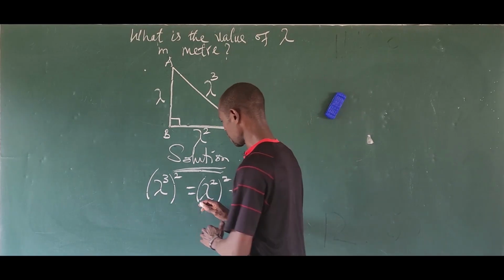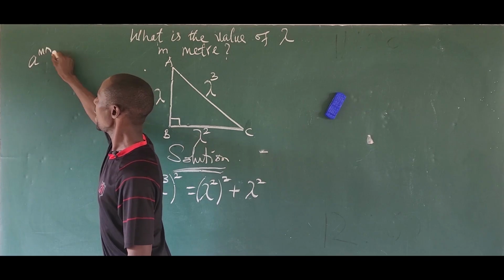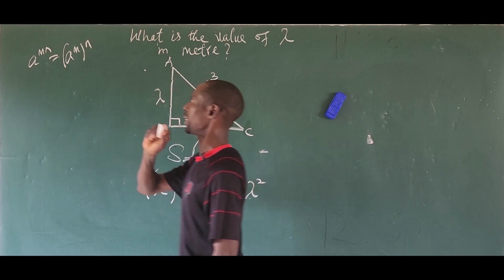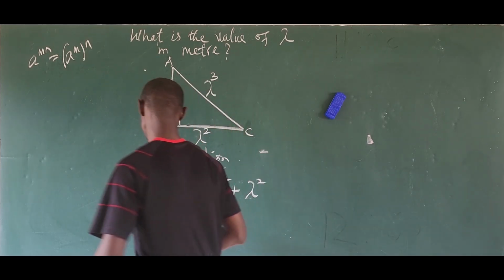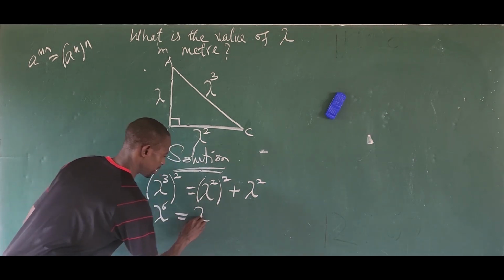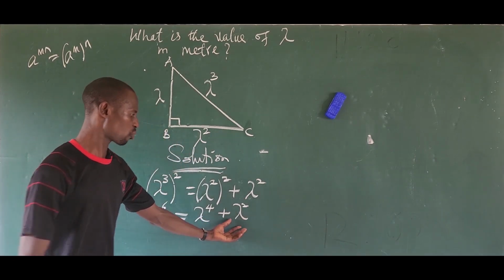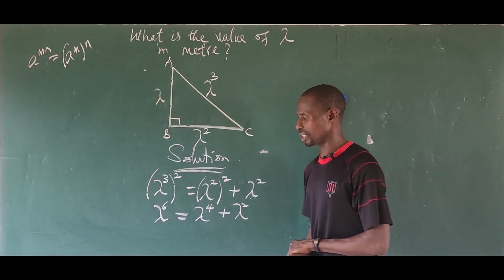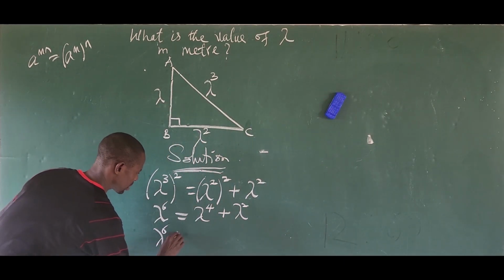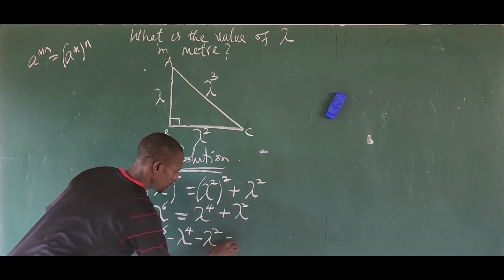Now, according to the simple rule in indices, which says that a to the power of m, raised to power n, is the same thing as a to the power of mn, we can use this to multiply this. If we do that, this is going to give us lambda to the power of 6 equal to lambda to the power of 4 plus lambda to the power of 2. Move these quantities on the right hand side to this side of the equation. This is going to give us lambda to the power of 6 minus lambda to the power of 4 minus lambda to the power of 2 equal to 0.